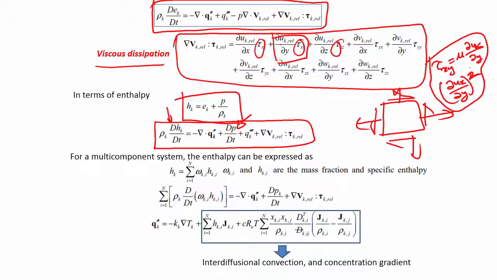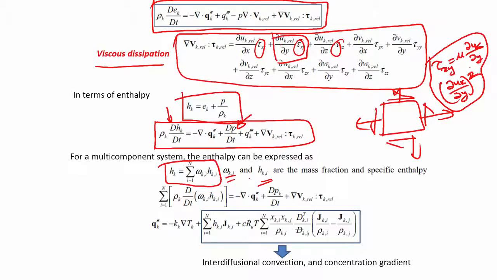Now, for a multi-component system like the one that we did in the last lecture, you can cast the same enthalpy in terms of the mass fractions and the individual specific enthalpies of each of the components. So, it is basically like a sum total. If the total mass is 1, omega k i is basically the mass of the ith component in the kth phase divided by the total mass. So, this is the mass fraction.